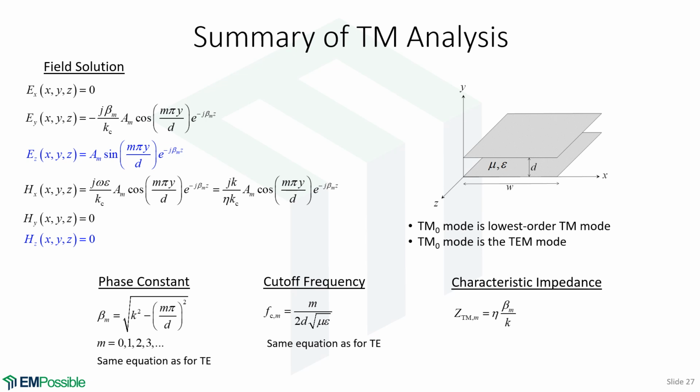Here's a summary of our analysis. We have our field solution, so this is what the fields look like for the TM modes. We have our phase constant, same equations as for TE. The only real difference here is that M is allowed to be 0 for the TM modes. It wasn't for the TE modes. And that's, of course, the TEM mode when we set M equal to 0. Cutoff frequency has the same equations as for TE, and we have an expression for the characteristic impedance of the TM modes. So the TM0 mode is the TEM mode.